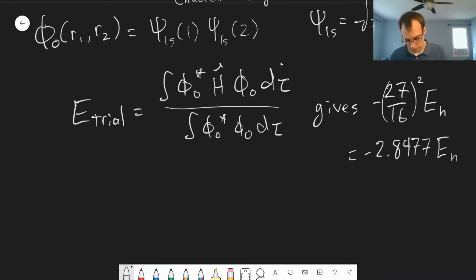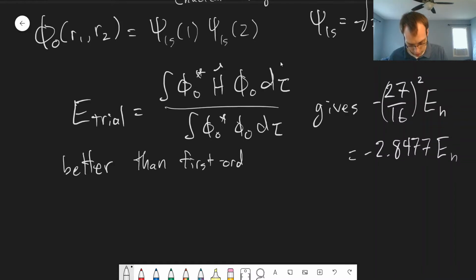So this is better than our first order perturbation theory, but still not great because the actual value is negative 2.9 something Hartrees, if you remember right. So better than first order perturbation theory. But we still want to be able to do better than this.